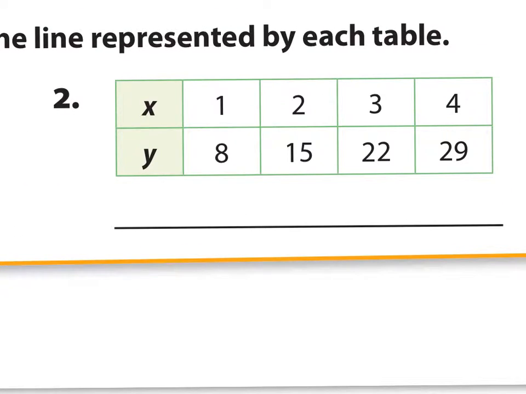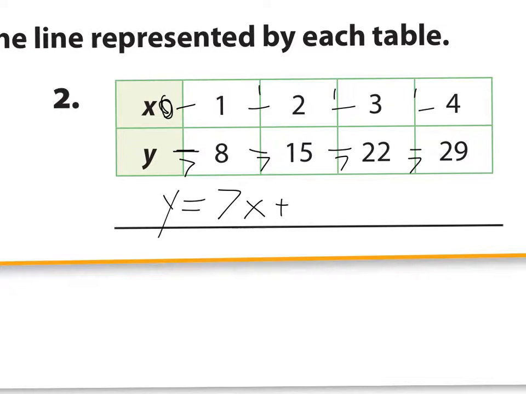All right. What's my change in y every time? From 8 to 15, 15 to 22, 22 to 29. 7. Every time it's going up by 7. Good. Change in x? 1. All right, so my slope would be 7 over 1. So y equals 7x plus, if I go back 1 to 0, how much am I going to go back here? 7, and that would give me 1. There we go.